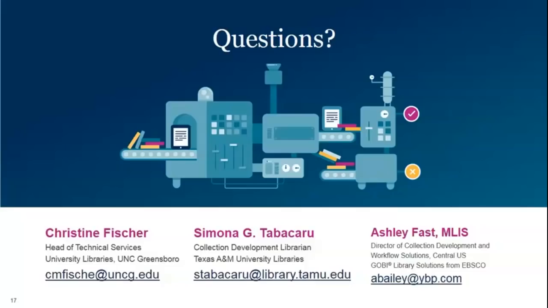For Texas A&M, we really have two pots of money. One is for one-time purchases, which includes monographic acquisitions and everything else. That's one time. And then the other fund is for continuing resources, which is serials and databases, so recurring costs.